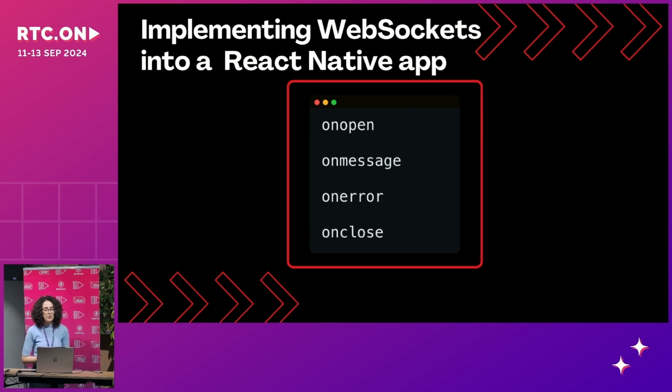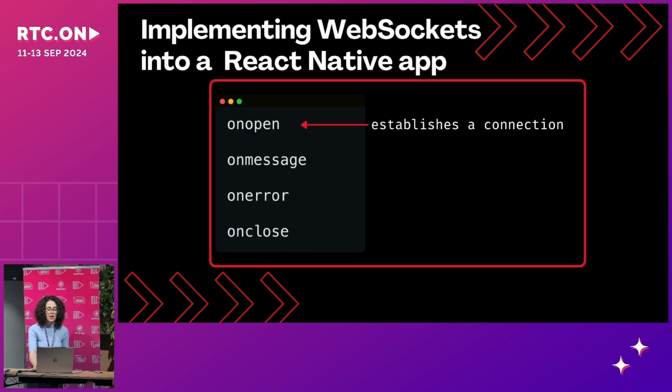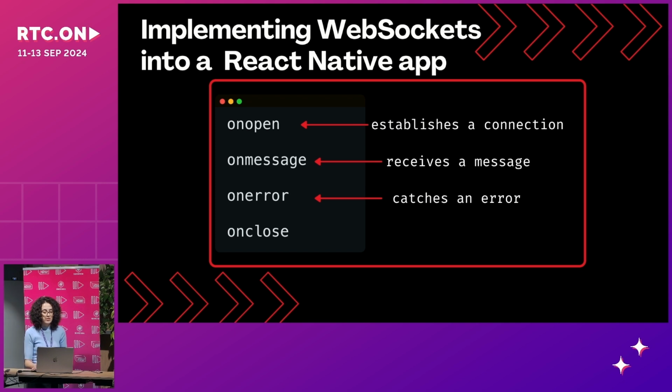Now let's see how in a React Native application we can implement WebSockets. So React Native supports WebSockets, and there are 4 main functions which can be triggered: onOpen, onMessage, onError, and onClose. These functions are triggered when the app establishes a connection, receives a message, catches an error, and disconnects.